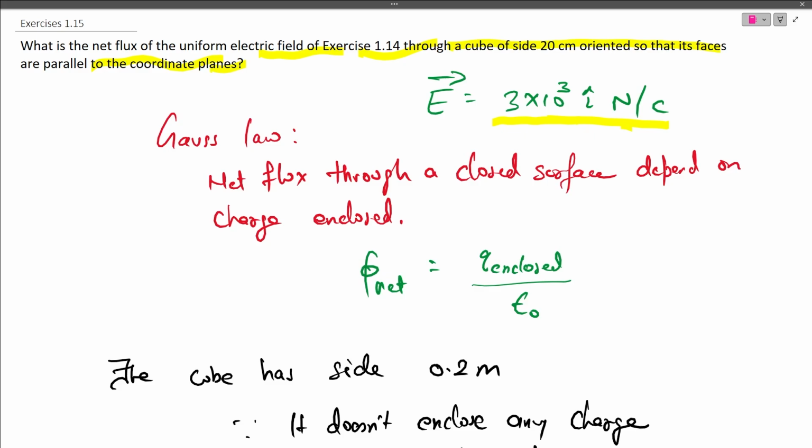Now from Gauss's law we know that the net flux through any closed surface depends upon the charge enclosed, and it is given by the expression phi net, or the net flux, is equal to Q enclosed divided by epsilon naught. Here Q enclosed is the charge enclosed by that surface.